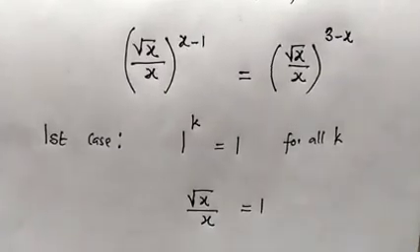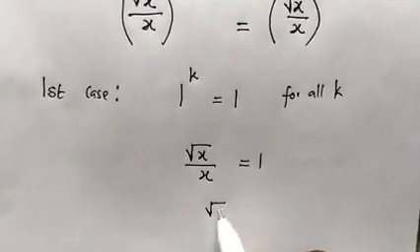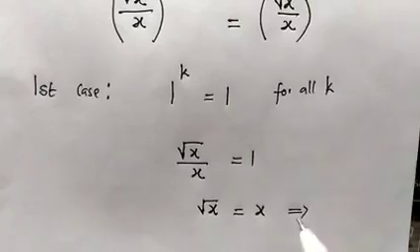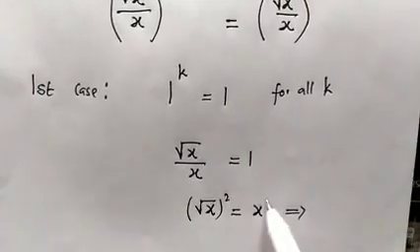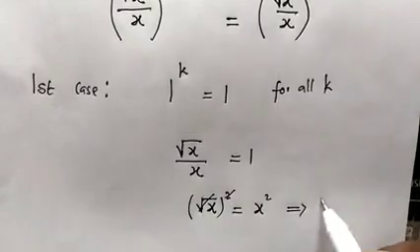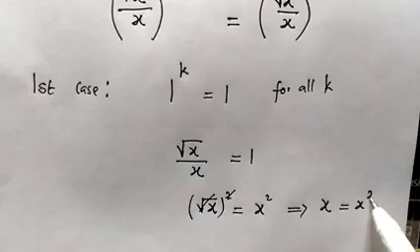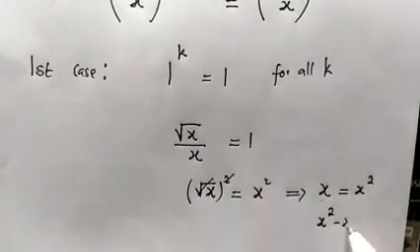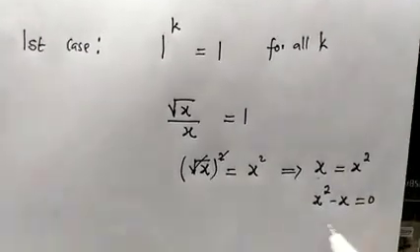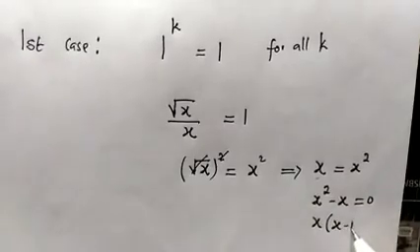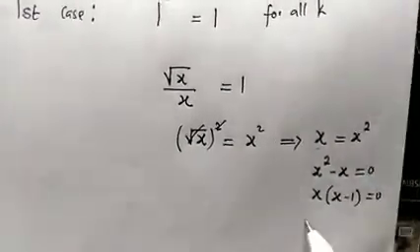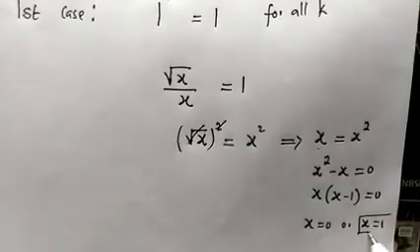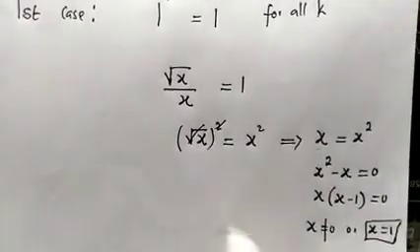Now we know x cannot be equal to 0, right? So cross multiply, we get root x is equal to x times 1, that will give us x. Square both sides, the square cancels the square root, we have x is equal to x squared. Now subtract x from both sides. This is same as x squared minus x is equal to 0. Take away x, we have x times (x minus 1) is equal to 0. So from here we have x is equal to 0 or x is equal to 1. So indeed 1 is a solution, but we know 0 cannot be a solution.